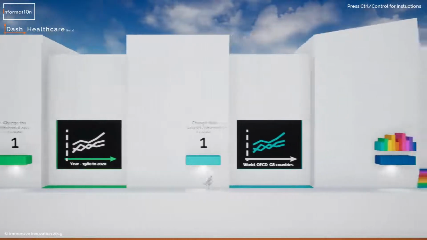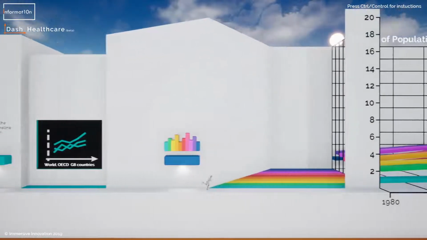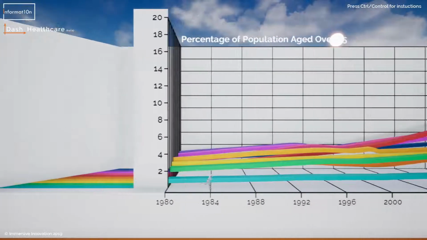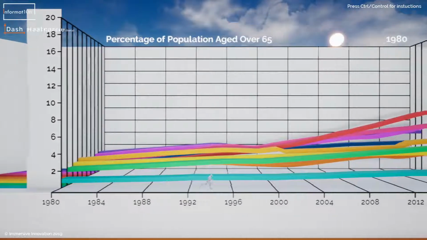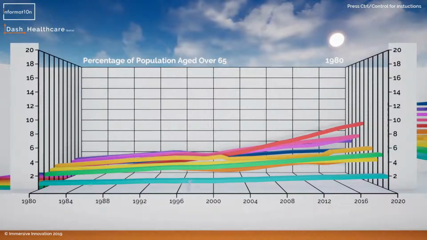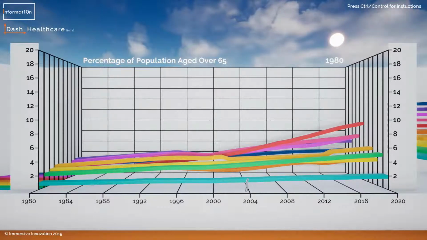So heading back over to the chart, we can see that it's changed. And we now have this 3D line chart with 10 lines. I'm just going to press the Shift key to zoom out. That's going to show me the whole of the chart. And you can see that these 10 lines have a gradual upward trend, especially the red one.